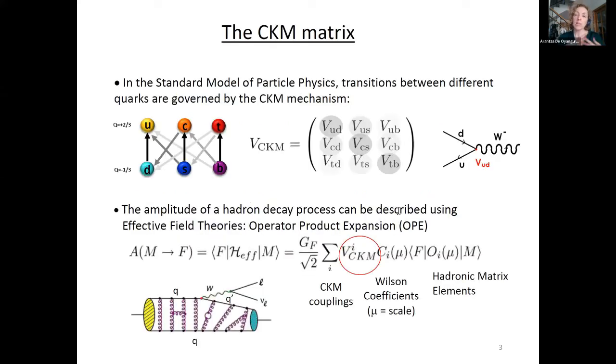As I was saying this morning, in the standard model the transitions between different quarks are governed by the Cabibbo-Kobayashi-Maskawa matrix that we were talking about, you remember?